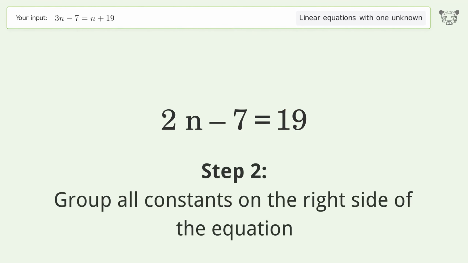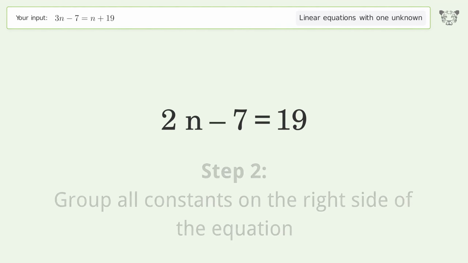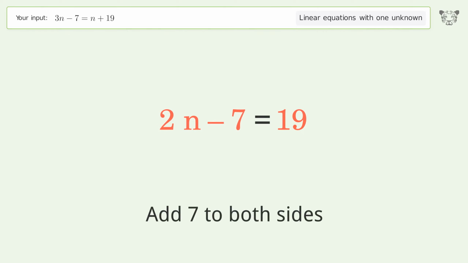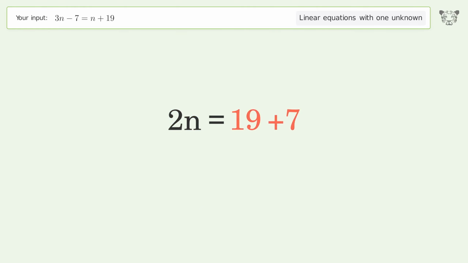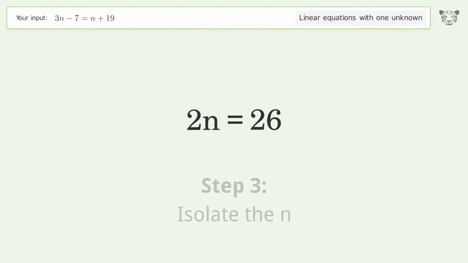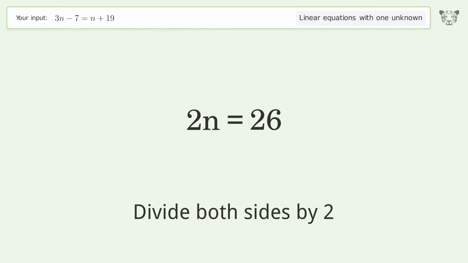Group all constants on the right side of the equation. Add 7 to both sides. Simplify the arithmetic. Isolate the n. Divide both sides by 2.